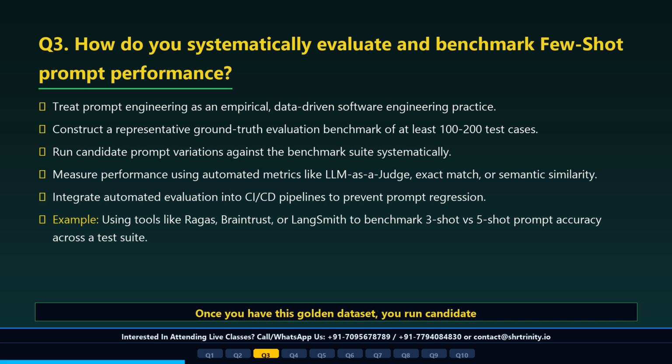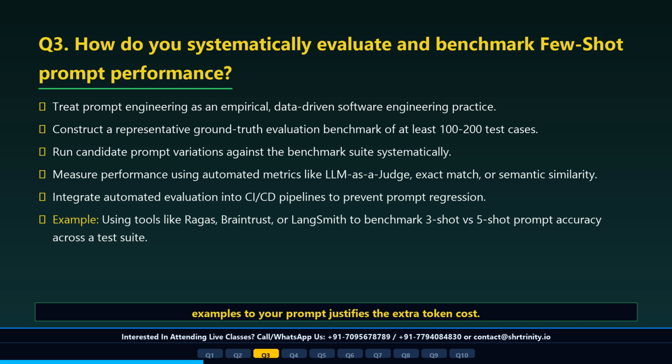Once you have this golden dataset, you run candidate prompts through an automated execution pipeline and evaluate the outputs against targets using scoring metrics like exact string matching, embedding-based semantic similarity, or LLM as a judge evaluators. Consider the practical example of using evaluation frameworks like RAGAs, Braintrust, or LangSmith. Suppose you want to decide whether adding 2 extra examples to your prompt justifies the extra token cost.